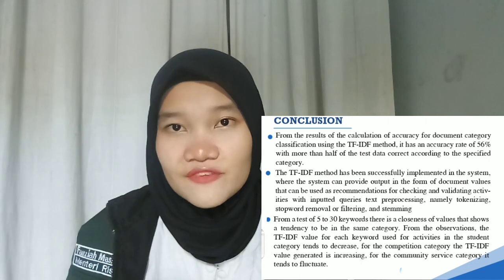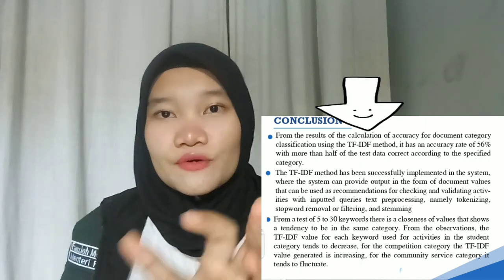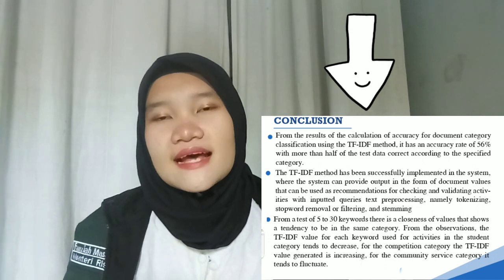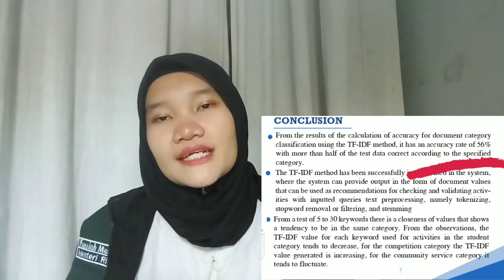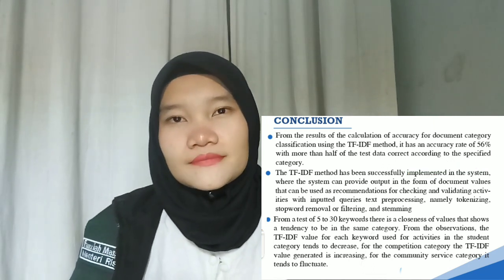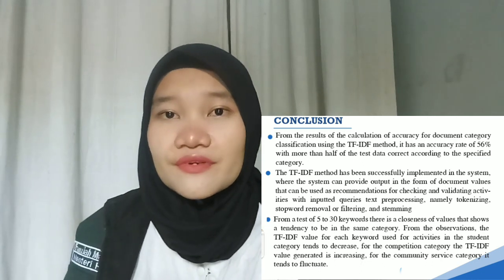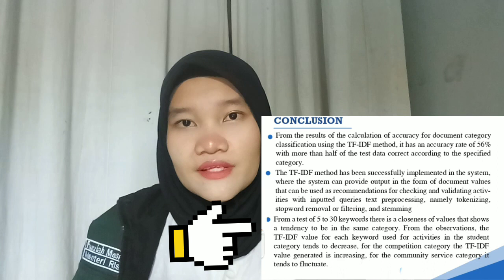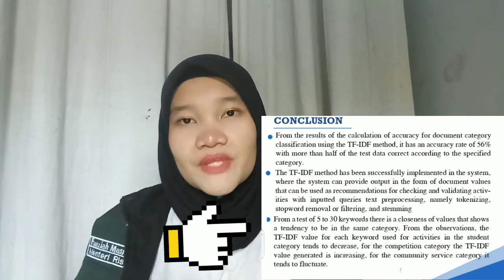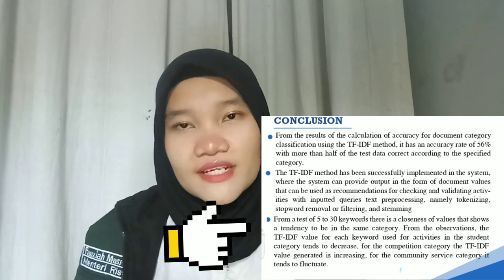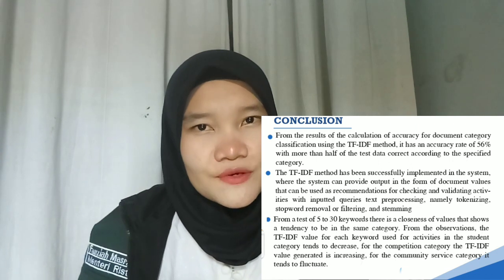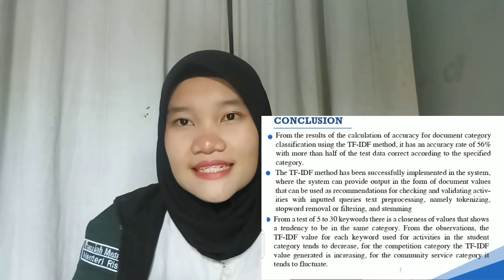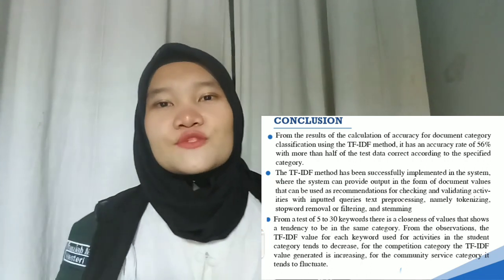So in my conclusion, from the calculation of accuracy for every document category classification using the FIDF method, it has an accuracy rate of 56%, with more than half of the test data correct according to the specific category. From a test of 5 to 30 keywords, there is a closeness of value that shows a tendency to be in the same category. From the observation, the FIDF value for each keyword used for activities in the student category tends to decrease. For the competition category, the FIDF value generated is increasing. For the community service, it tends to fluctuate.